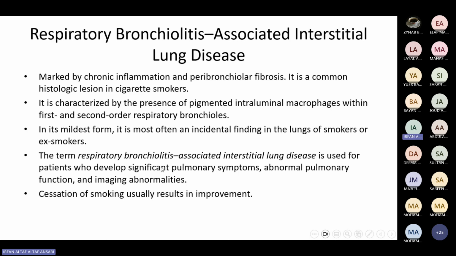And if the person develops significant pulmonary symptoms, abnormal pulmonary function tests, or abnormal imaging, then you give the terminology respiratory bronchiolitis-associated interstitial lung disease. And here, if you ask them to stop smoking, the patient will show improvement. Okay, these are the two smoking-related diseases.